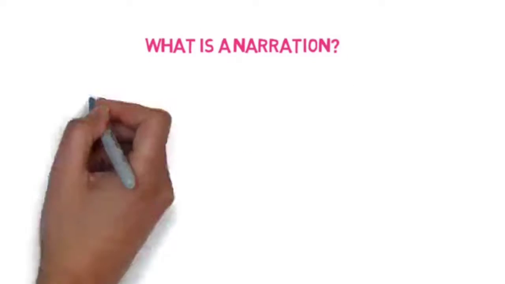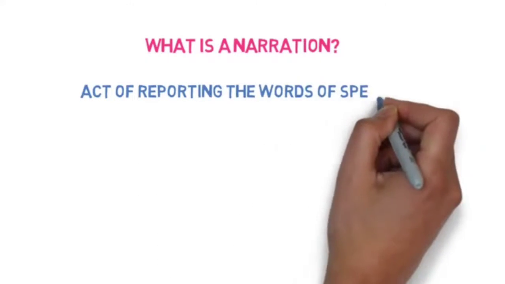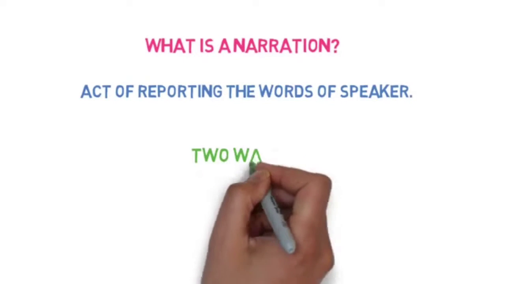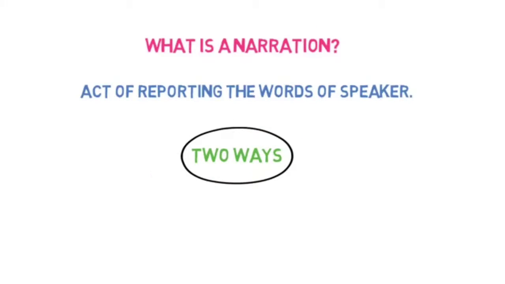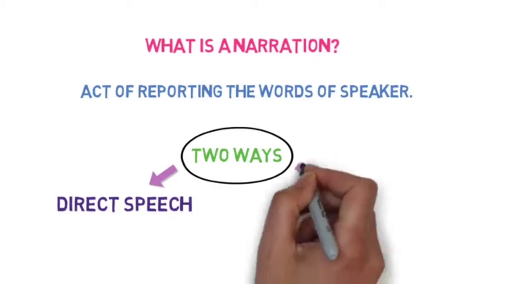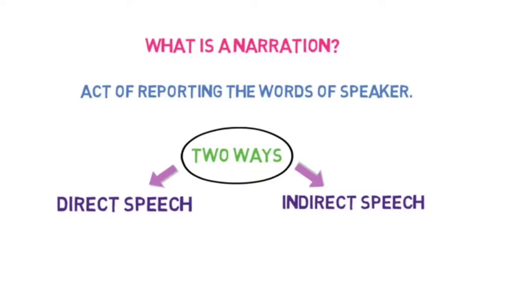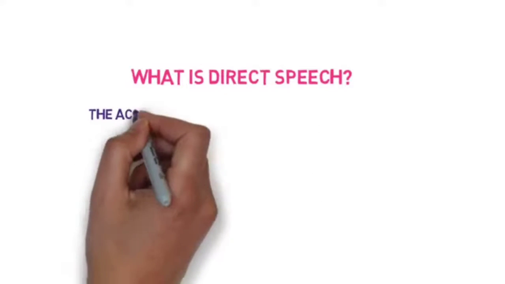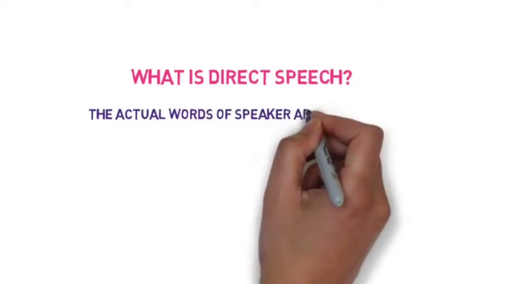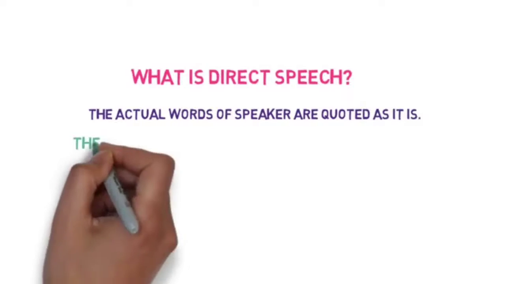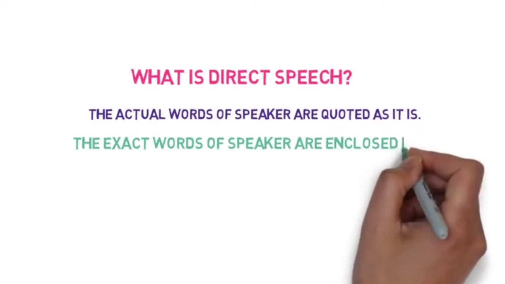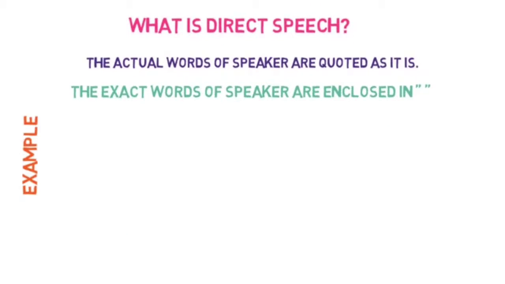Children, first let's know what is a narration. Reporting the words of a speaker. That is how we are representing the way a person has spoken. There are two main ways of reporting the voice of a speaker. One is direct speech, another one is indirect speech. Let's look into each of them in detail. What is direct speech? The exact words of the speaker are quoted as it is. That means the exact words of the speaker are enclosed in inverted commas or double quotation marks.